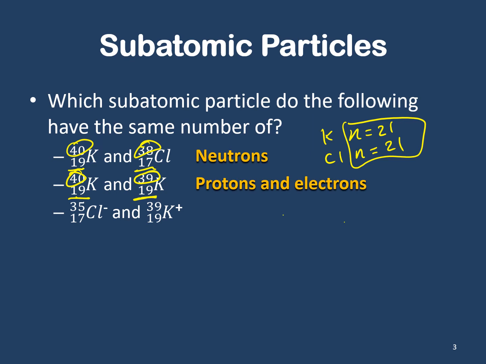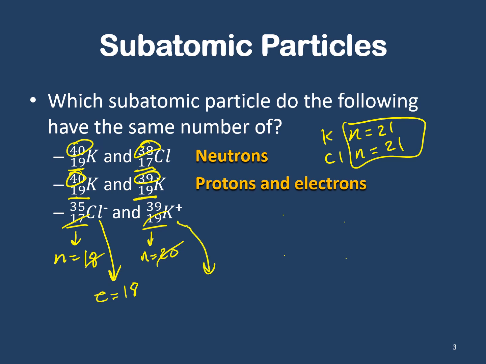The last setup here, we know we don't have the same number of protons. In this case, we also have 20 neutrons for this potassium, and 18 neutrons in the chlorine, so it's not neutrons either, and it's not protons. If anything's in common, it has to be electrons, and in fact it is. Since this one has a -1 charge, it must have one more electron than it has protons, and since it has 17 protons, it must have 18 electrons.